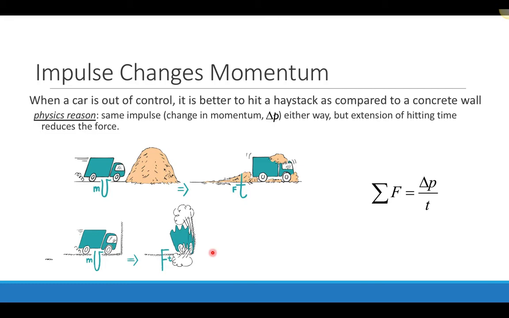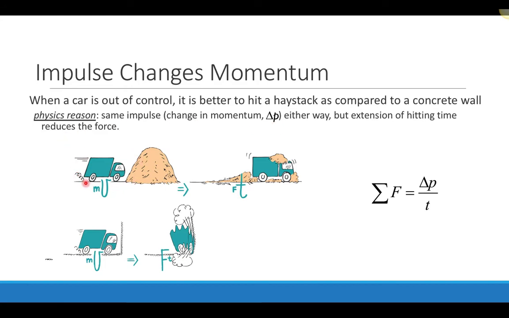All right, so here's another example. This is from the Hewitt textbook. So suppose that you had a car, or a truck in this case, and it's out of control. It's better to hit a haystack as compared to a concrete wall. And of course, the physics reason is they both have the same impulse, right? So they have the same change in momentum, because impulse is equal to change in momentum.